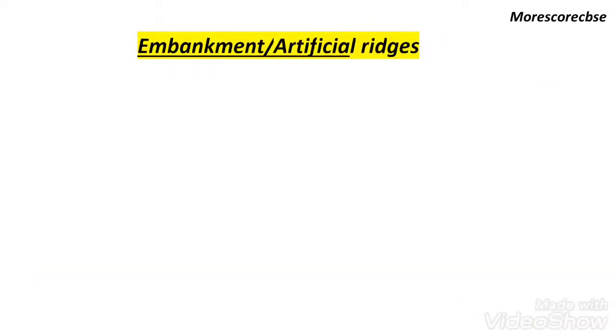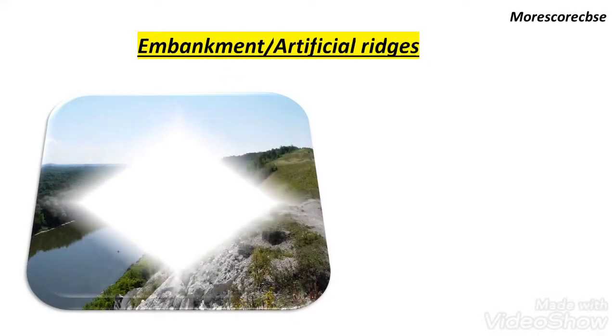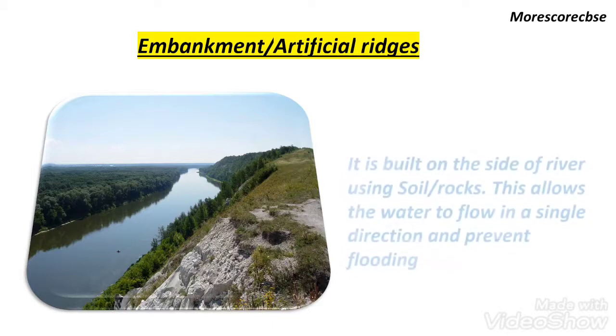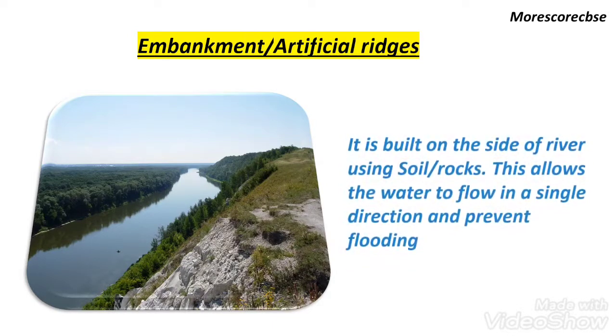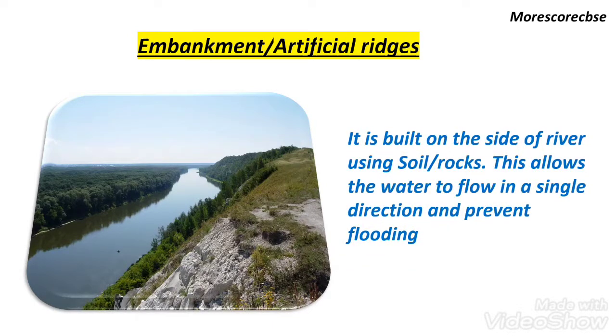The final method of soil conservation is embankment or artificial ridges. In this method, kids, on both sides of the river, they increase the height of the land using rocks so that water will flow in a single direction. This will prevent flooding.